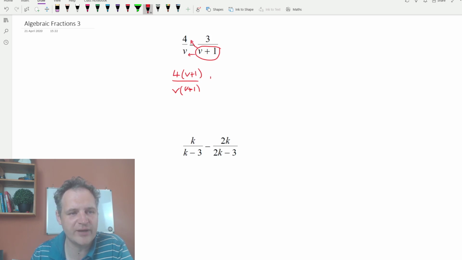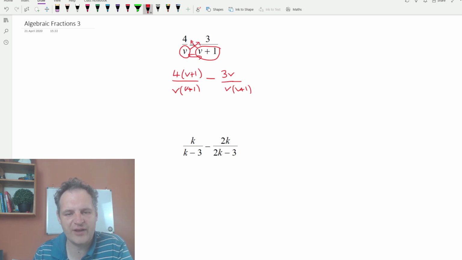Then we're doing a takeaway. I mentioned that I'm not going to focus on takeaway as anything different. We're just going to leave it as a takeaway. And then I've got 3 and it's going to be v over v, v over v, v plus 1 again, because the v plus 1 is still here, so we've got to times it by v. And notice I've just times the top by v and the bottom by v, to make for balance. I've done that and that.